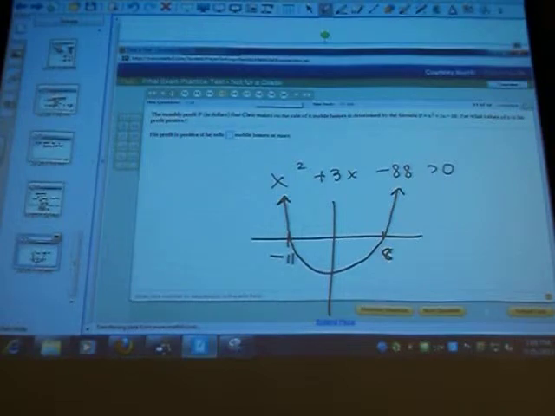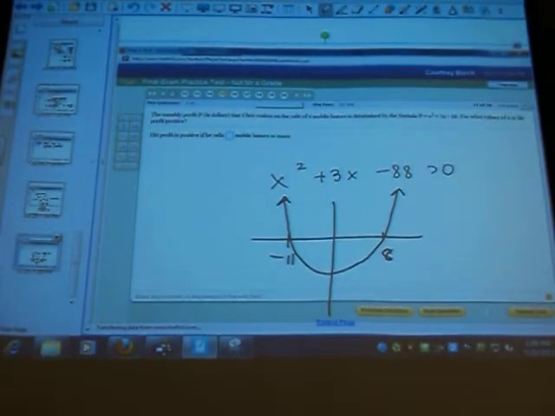So his profit is positive if he sells... Break even is 8, so we'd have to sell 9. Yep. Break even is 8, so he'd have to sell 9 or more.